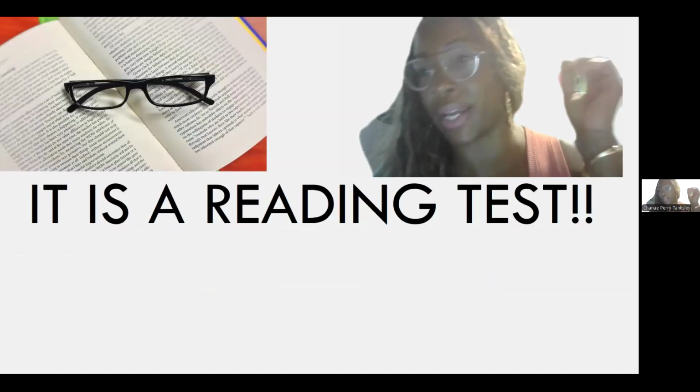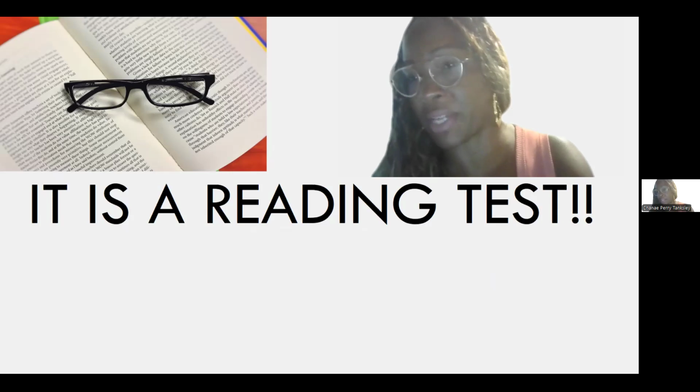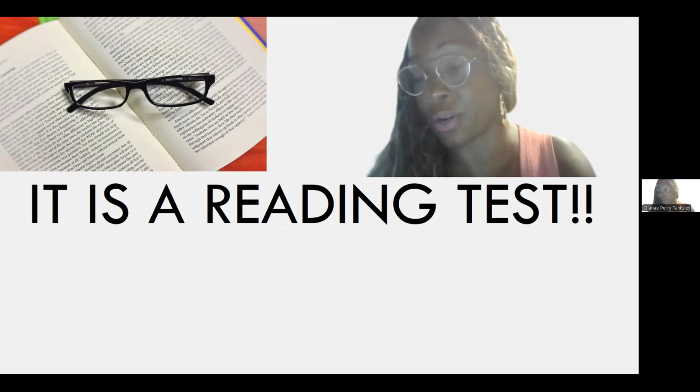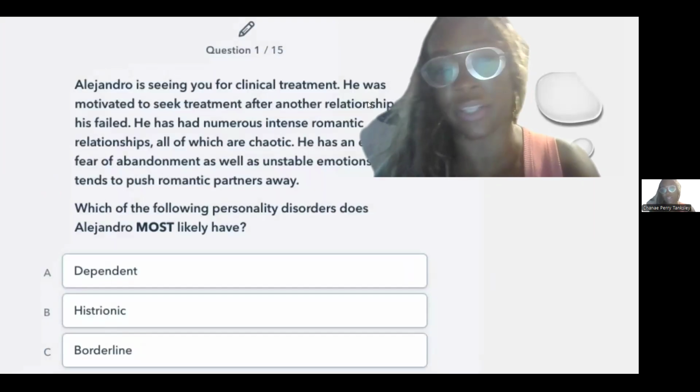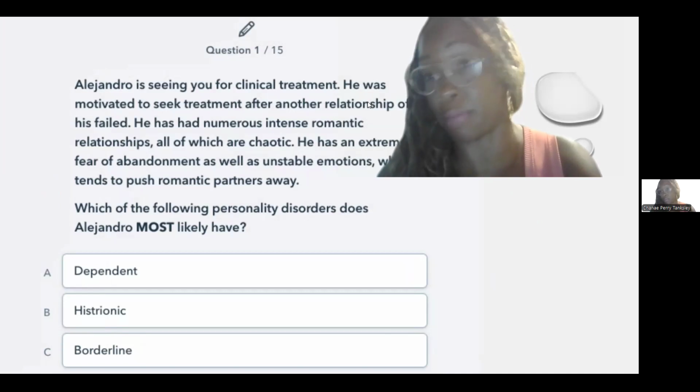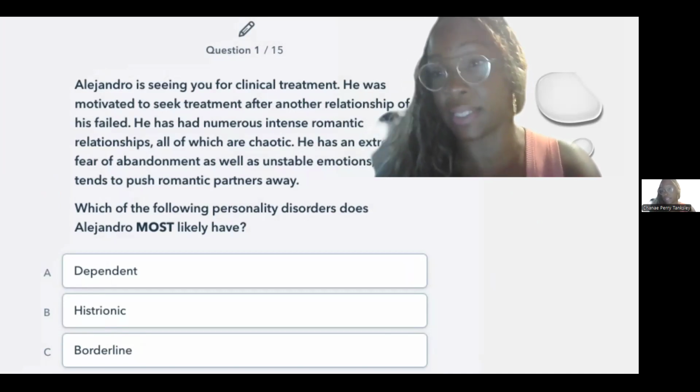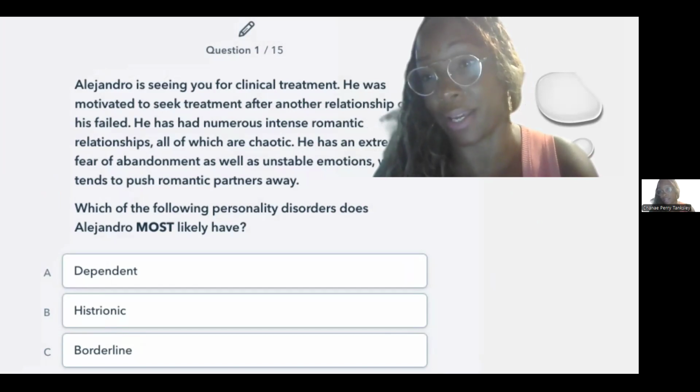Remember this? It's a reading test. The information that you will need to answer your question is in the question. Remember that it's just a reading test. So here's our question. I'm going to pause. You can pause it for a moment and you can take a second to read the question. Take your time and read it.